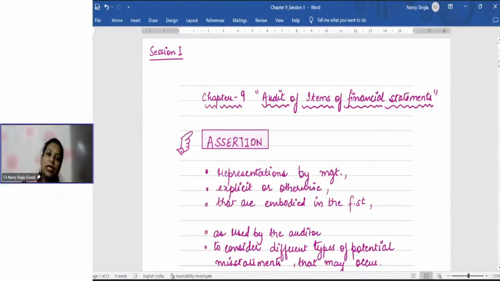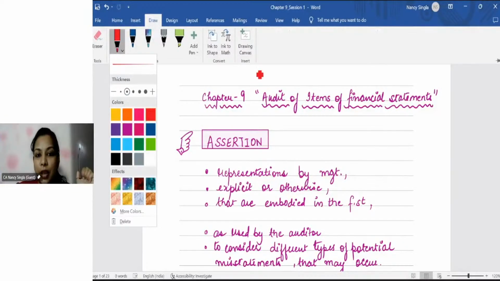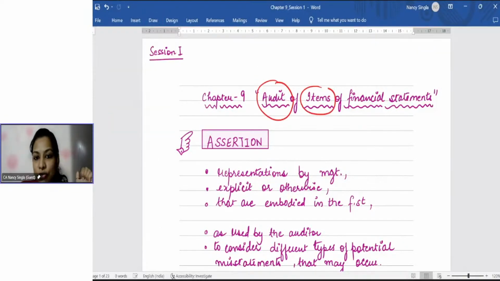So let us start this chapter. And as I always do, before starting any chapter, we try to understand as to why we are studying a particular chapter, as to why we are studying a particular topic. So the name of the chapter is what? Audit of items of financial statements.